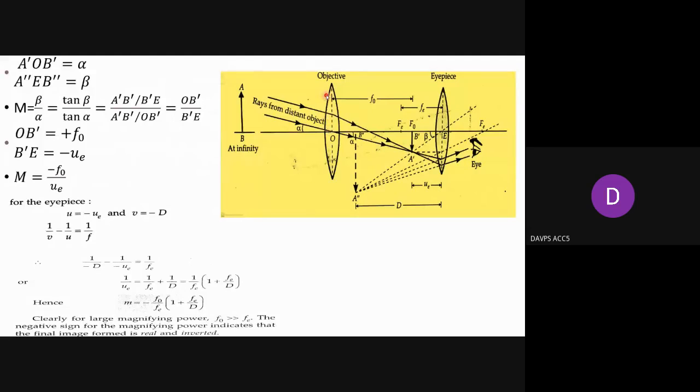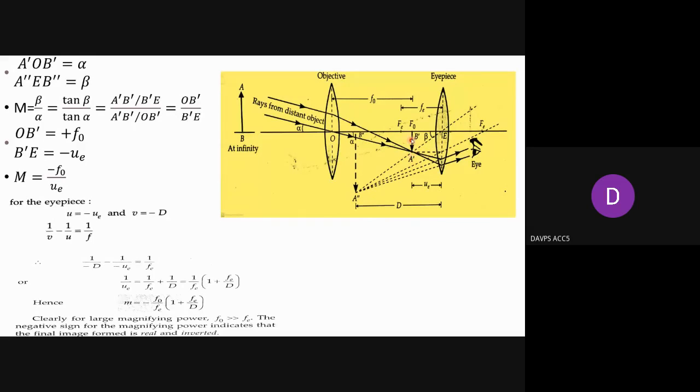They strike the objective first, because the objective is the collecting lens. That means it will collect a large amount of light from the distant object. Due to this reason, it is made of higher focal length and higher aperture compared with the eye lens. When the parallel rays strike the objective, it bends them and forms the image here, A dash B dash.